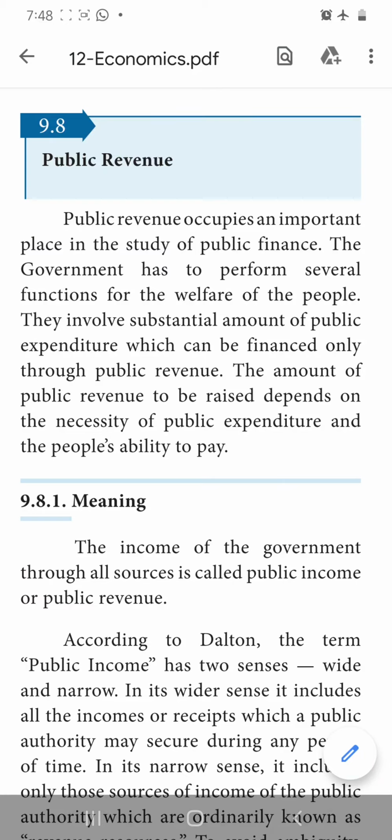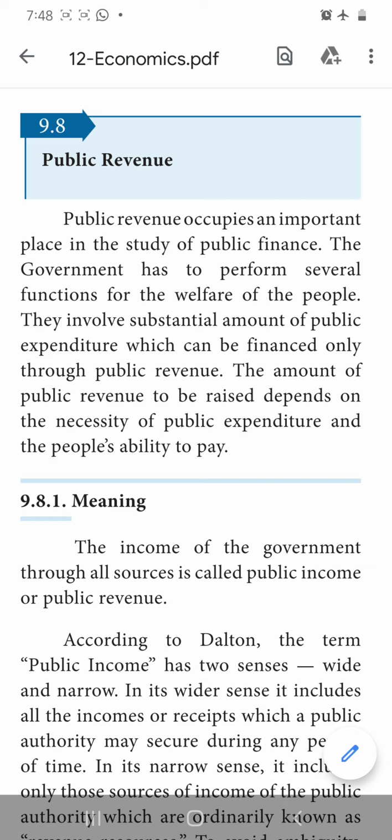Kids, in today's session, you are going to learn about public revenue. The government has to perform several functions for the welfare of the people. They involve a substantial amount of public expenditure, which can be financed only through public revenue. For that purpose, they need money, and they get that money through public revenue.